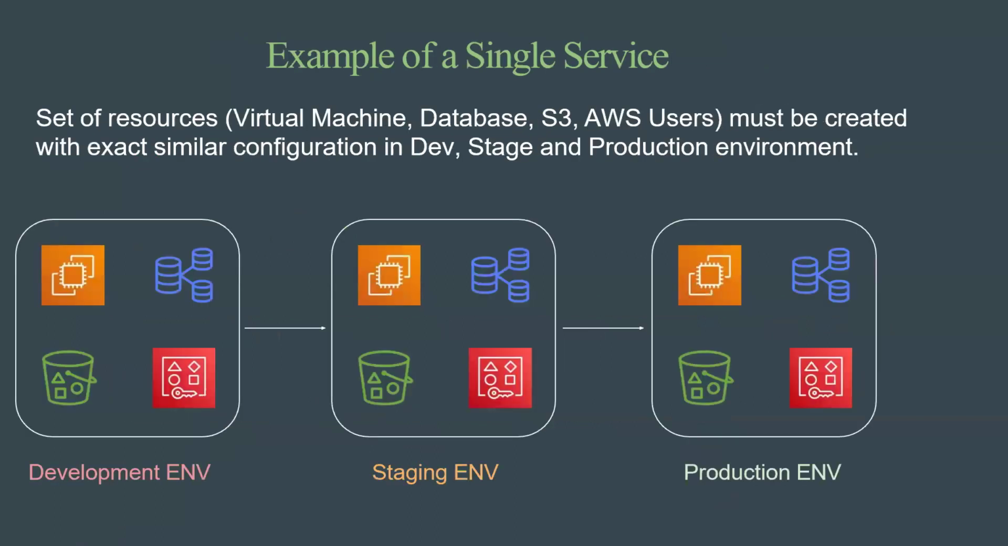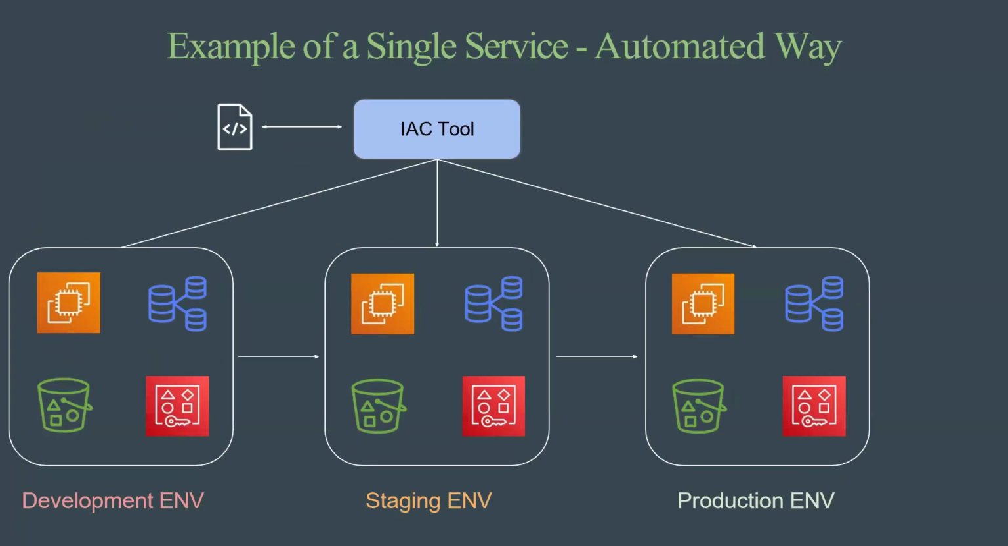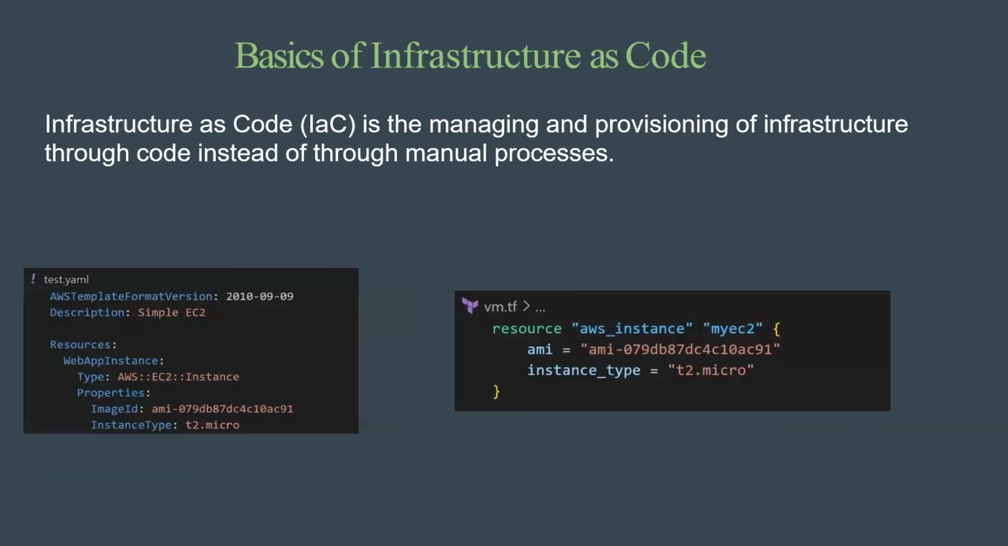Example of a single service: a set of resources like virtual machine, database, S3, AWS users must be created with exactly similar configuration in the dev environment, stage environment, and production environment, right? This production, dev, and stage environment. In the single service automated way, an IaC tool we can use. So we can create it for one development environment, and it will be reusable every time. Okay, basics of infrastructure as code.